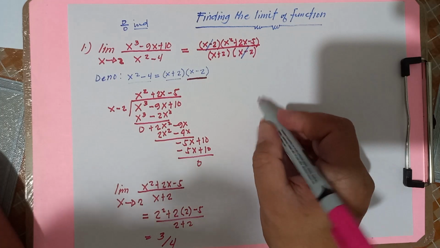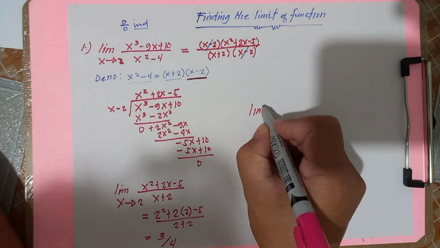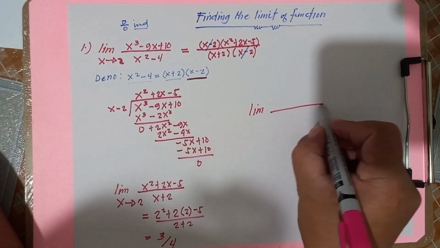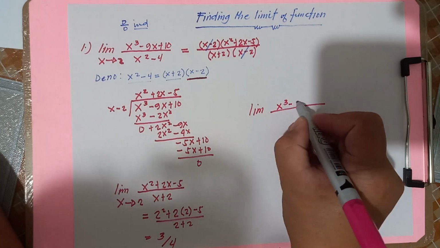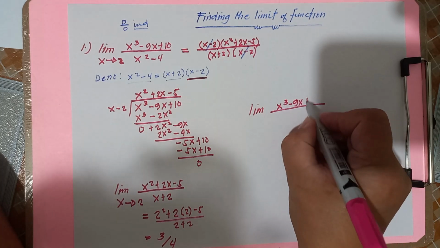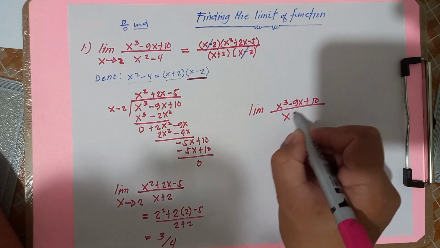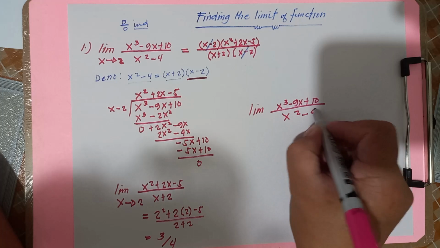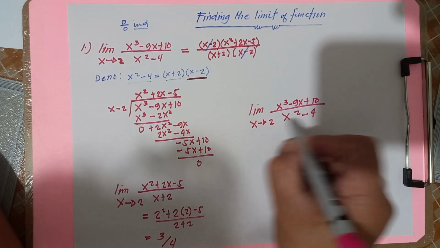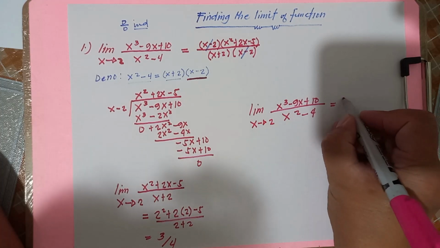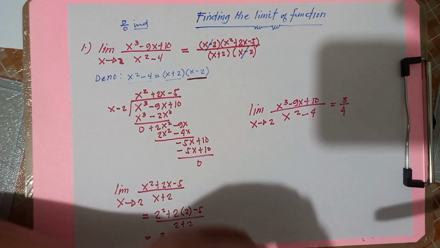So we can now say that the limit of the problem, x raised to 3 minus 9x plus 10 over x raised to 2 minus 4, as x is approaching 2, is 3 over 4. So that is the limit.